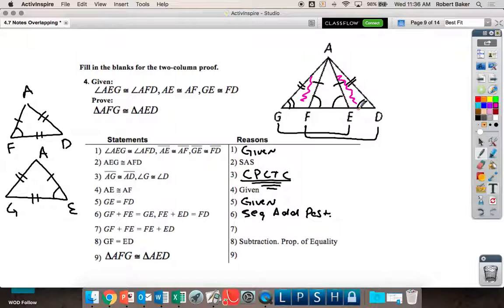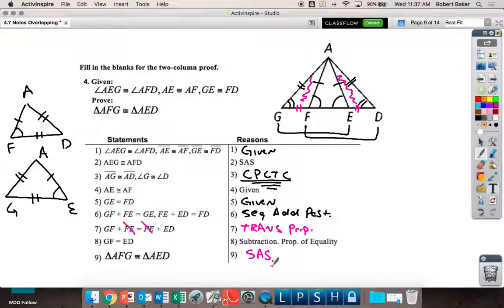Why is GF plus FE equal FE plus ED? Transitive property. And then you subtract FE from both sides, and you get GF equals ED. So I have come to the conclusion that this piece and this piece are the same. And why are those two triangles on the outside of the big triangle congruent? The SAS, side angle side shortcut.